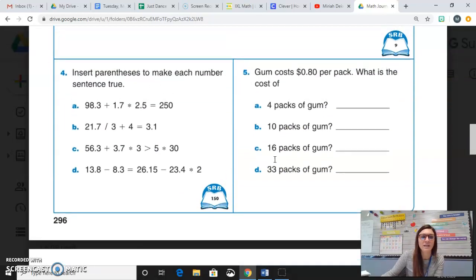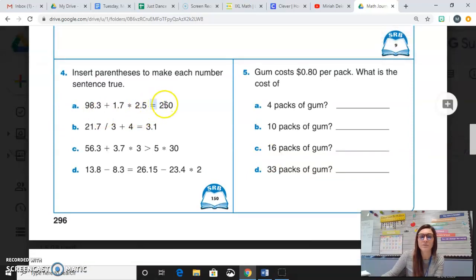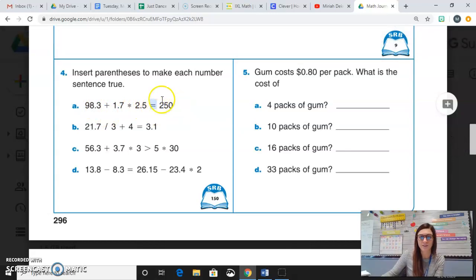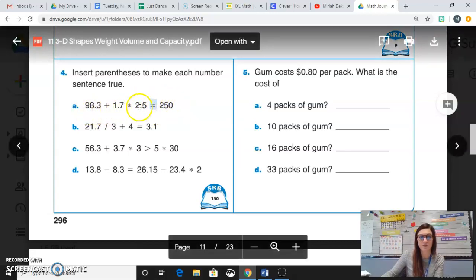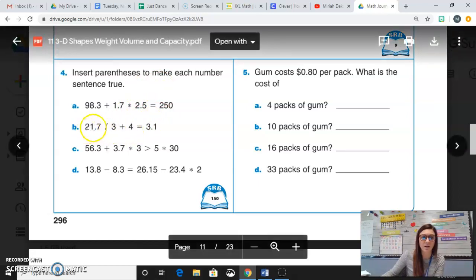Number 4, insert parentheses to make each number sentence true. Remember, first look at your equal sign. Both sides of your equal sign need to equal each other. So this equation, all of this equals 250. You need to figure out where to put those parentheses to make sure that this side equals 250. Same with here, your next one. This left side all needs to equal 3.1.